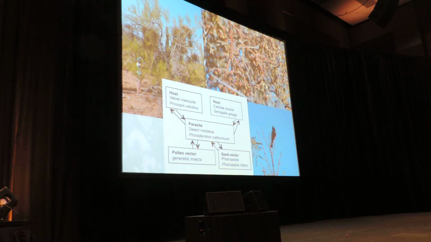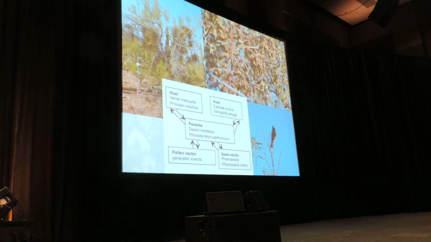So I study how vector transmission is affecting the process of host race formation in a system where we can follow vectors and parasite propagules in the field. This is desert mistletoe, a dioecious hemiparasitic plant native to the Sonoran Desert that infects leguminous trees and shrubs. Today I'll just be focusing on two of the hosts, velvet mesquite and catclaw acacia.